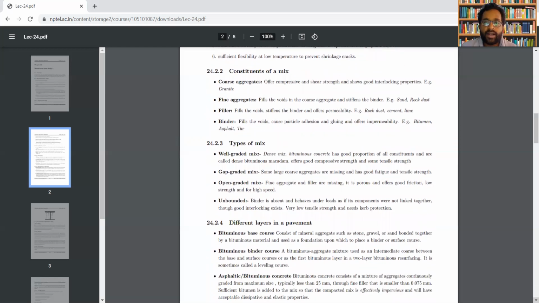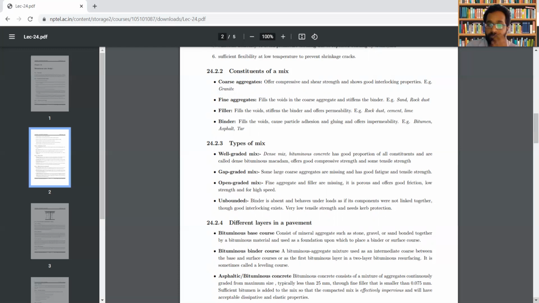Next one, what are the different layers in a pavement? Different layers in a pavement include bituminous base course. Bituminous base course means mineral aggregates like stone, gravel, sand, etc. are bound together by a bituminous material, and they are used as a foundation.